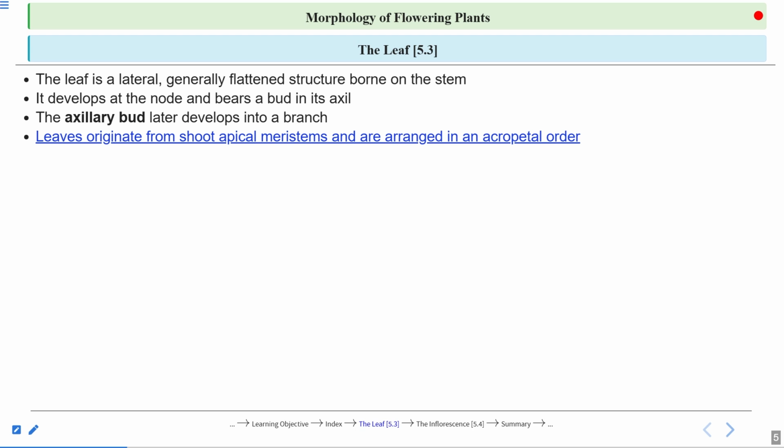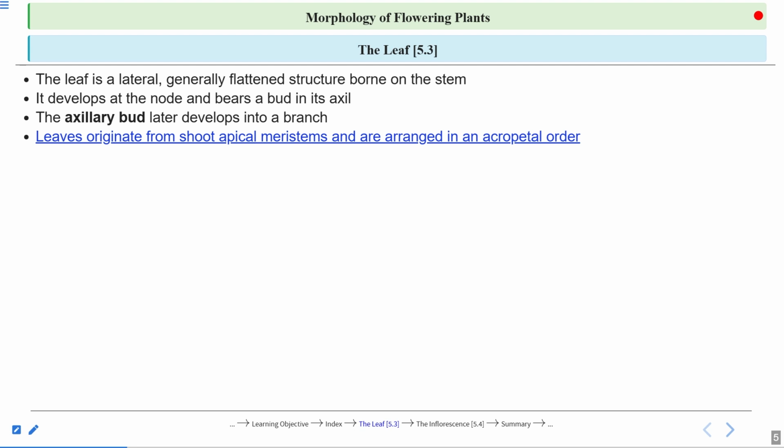Clear? And leaves, they are arranged in acropetal order. So now what do you mean by acropetal here? Acropetal order means at the base, there'll be older leaves, and at the apex, towards the tip, there'll be younger leaves. So as you move from base upwards to the apex, what will happen? Progressively, there'll be younger leaves. At the base, older leaves, and at the apex, younger leaves.